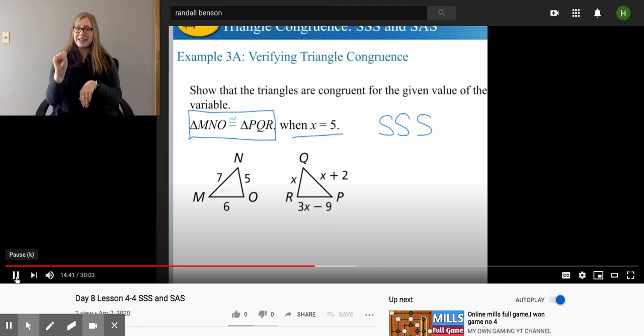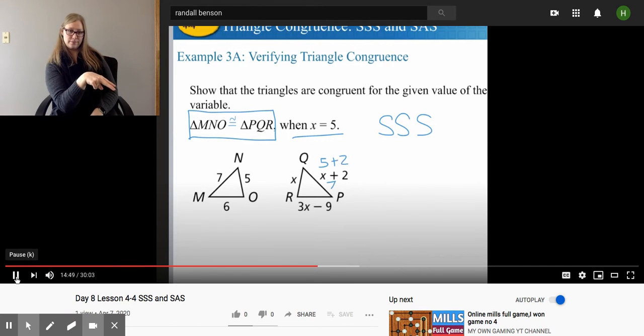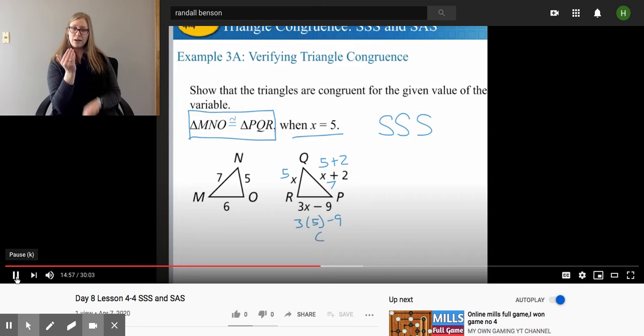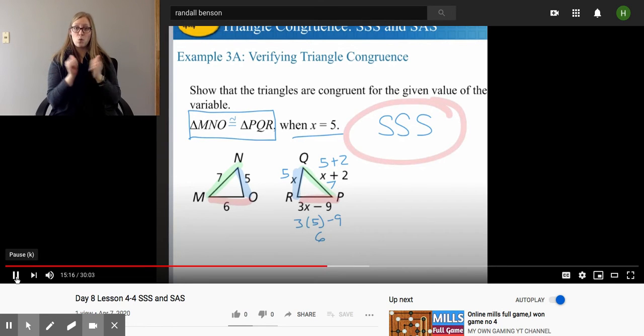So all we need to do is put in the numbers. So here 5 is my input, and I'm adding 2. So this side is going to be 7. Here, x is 5, and this one's going to be 3 times 5, subtract 9. So 15 minus 9, which would be 6. And so we can clearly see that I have a side that's 7, a side that's 7, a side that's 5, a side that's 5, and a side that is 6, and a side that is 6. So by side, side, side, I know that these two triangles are in fact congruent.